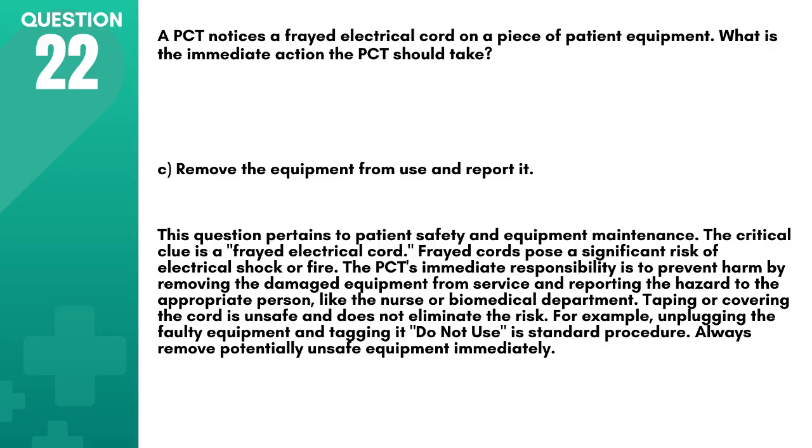This question pertains to patient safety and equipment maintenance. The critical clue is a frayed electrical cord. Frayed cords pose a significant risk of electrical shock or fire. The PCT's immediate responsibility is to prevent harm by removing the damaged equipment from service and reporting the hazard to the appropriate person, like the nurse or biomedical department. Taping or covering the cord is unsafe and does not eliminate the risk. For example, unplugging the faulty equipment and tagging it "Do not use" is standard procedure. Always remove potentially unsafe equipment immediately.